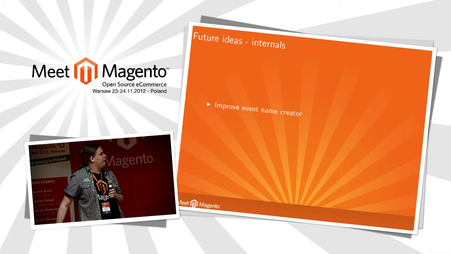As I said before, for internals, the event name creator is just a big list. It will be nice to add something to it, probably static code analysis to find all the static events, not only the generated ones. At the moment, it's just a list in memory.